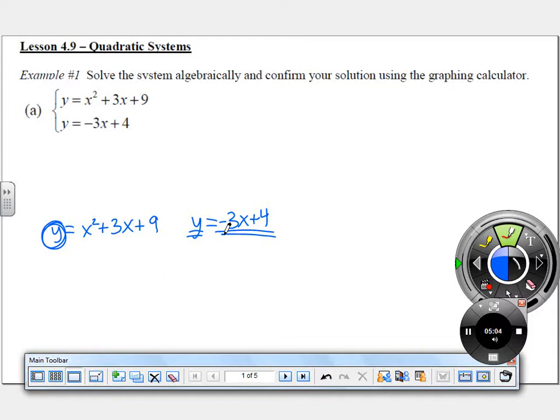So I'm going to come back to this equation. I'm not going to think about using y anymore. Instead, I'm going to use that substitution idea and replace y with negative 3x plus 4. Okay. Now, what am I going to have to do at this point to finish getting my solution?